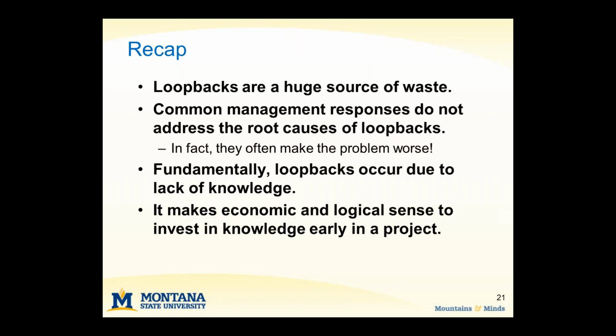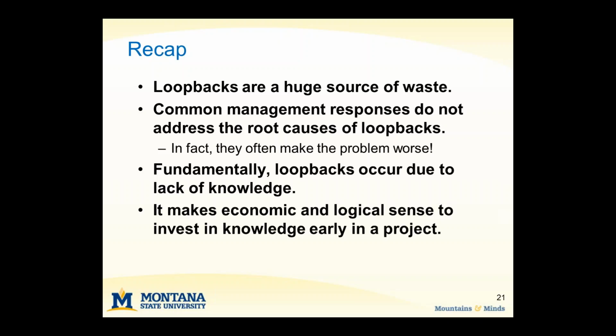Fundamentally, a lot of loopbacks occur due to a lack of knowledge. Not all of them. You can probably come up with some examples where it's not, but oftentimes if we ask why enough, we get back to, you know what, we just didn't know that, and that's what got us in the end.